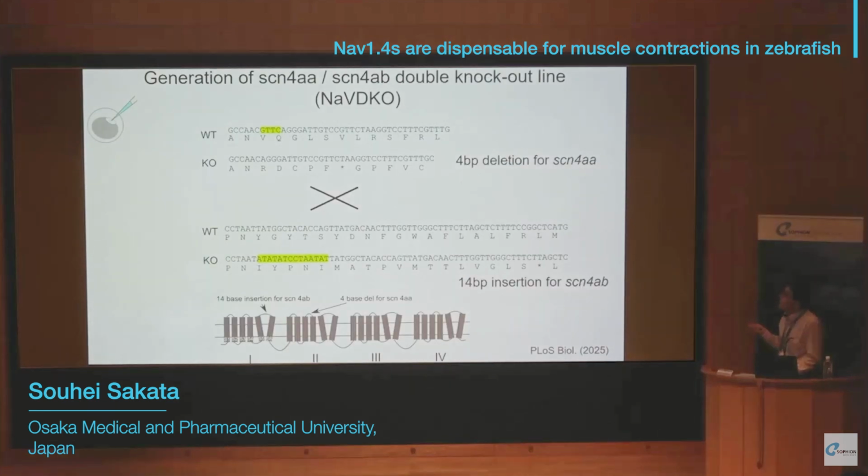We generated Nav1.4 knockout fish. Zebrafish encode two Nav1.4 genes, SCN4A and SCN4B. We first generated single knockout fish. This is the SCN4A knockout fish, and this is the SCN4B knockout fish. We crossed these fish, and finally we generated a double knockout zebrafish. Then we analyzed it.